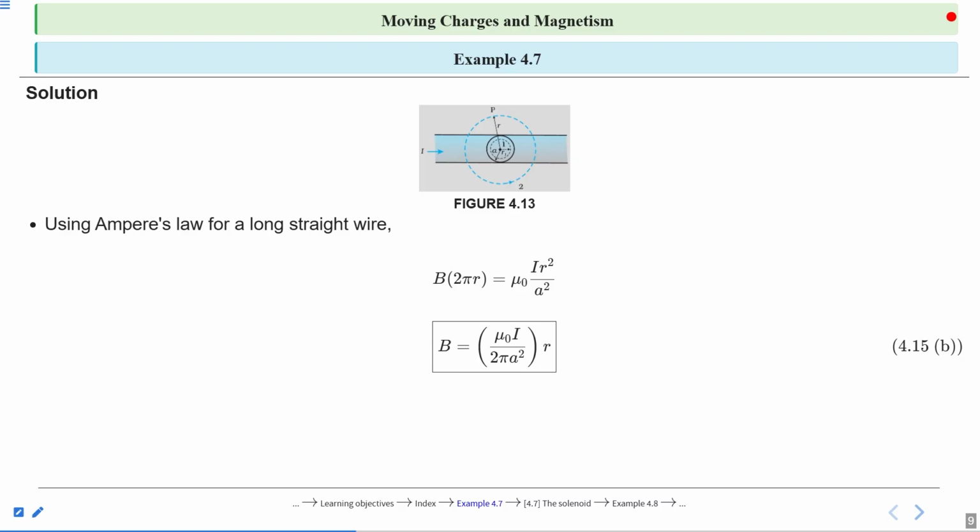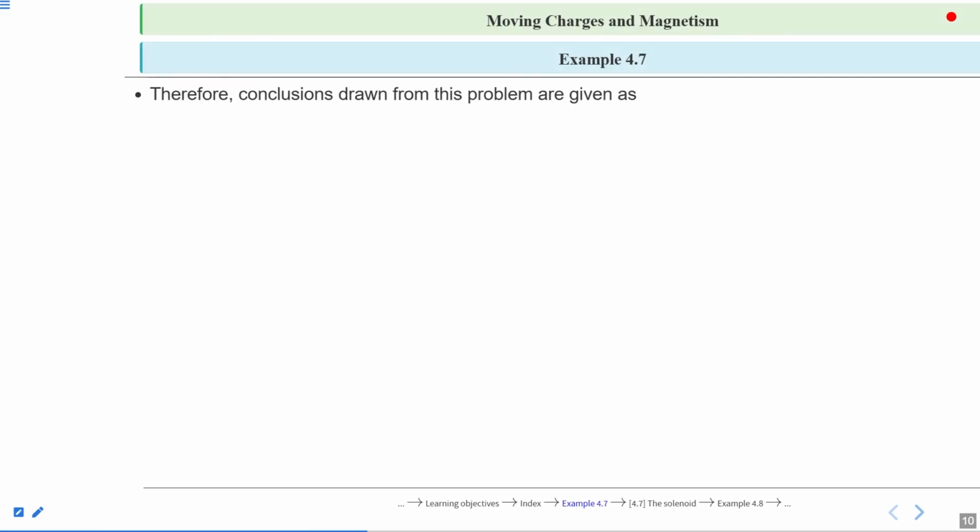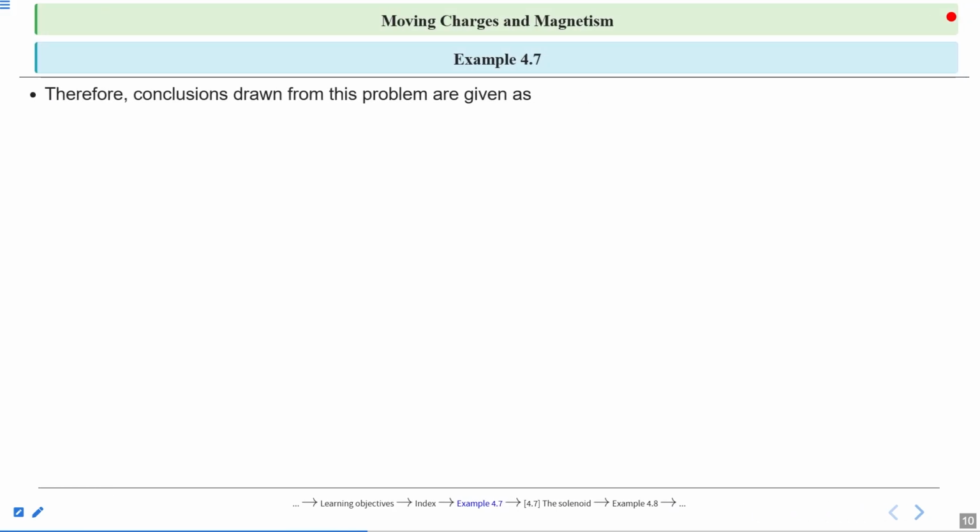The magnetic field at a point inside the wire is directly proportional to the distance of the point from the center. From this relation, we have concluded that B is directly proportional to r, where r is less than a. For an inside point, the magnetic field is directly proportional to the distance of the point from the center of the wire. Now we have to plot the graph that is asked in the question.